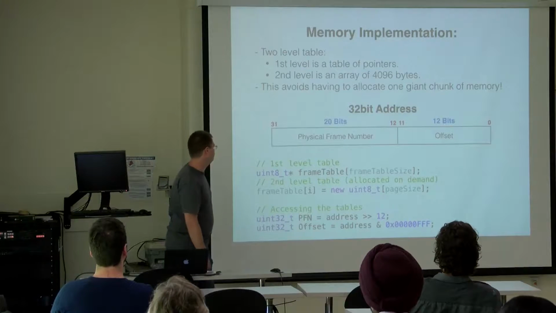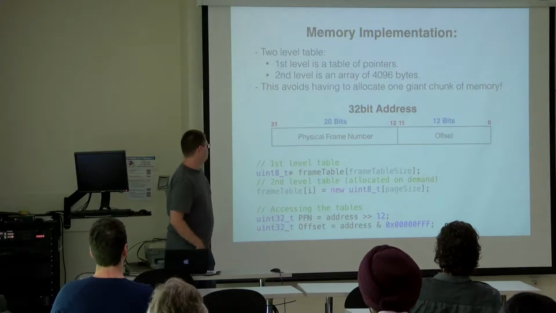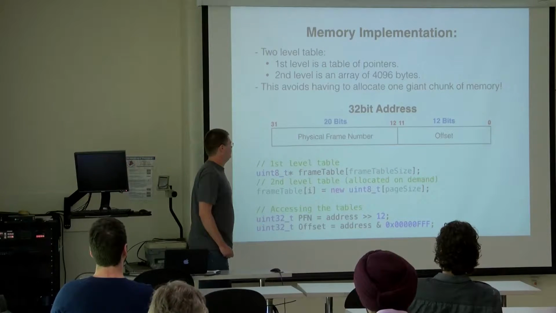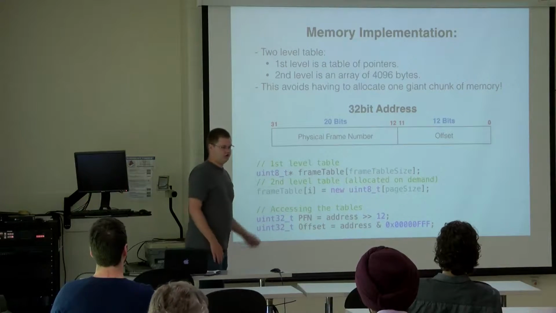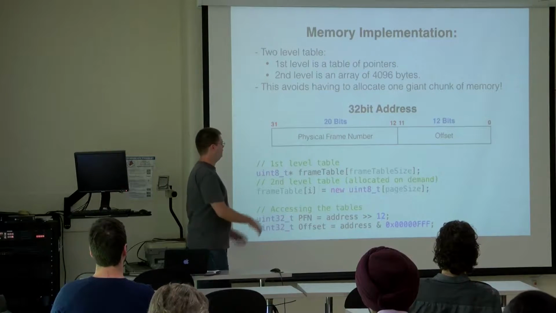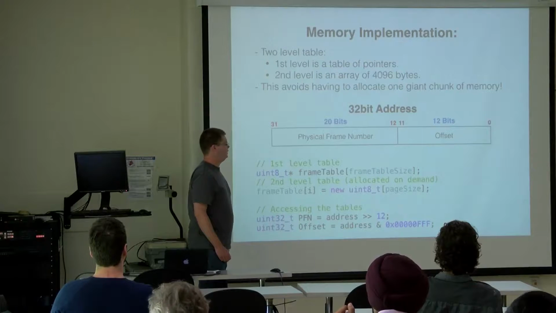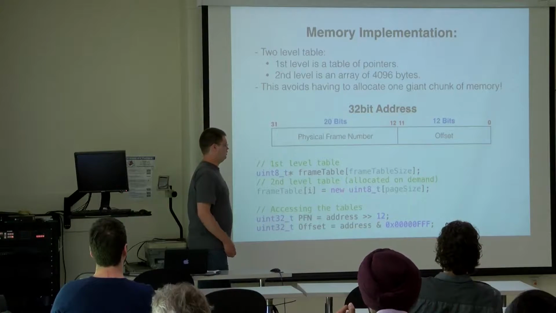And finally, the memory implementation. The virtual memory actually is a lot similar to this. So the physical memory layout was you use the top 20 bits of your address, and that indexes into a first table, which is a table of pointers. And the second table is actually a chunk of about 4 kilobytes of memory.